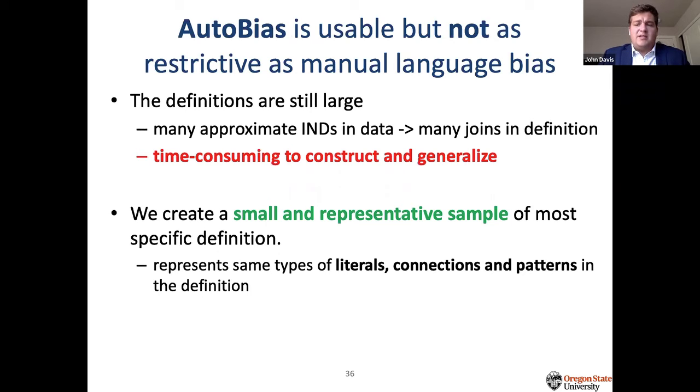While AutoBias automatically generates language bias to restrict the search space of the relational learning algorithm, the definitions can still be very large, since there's a large likelihood of a lot of inclusion dependencies in the data. There are instances when the language bias is not restrictive enough and the algorithm is still computationally expensive. Thus, we aim to create a small and representative sample for the most specific definition in order to shrink the computation of the generalization step. Towards this goal, we contribute 2 sampling methods.